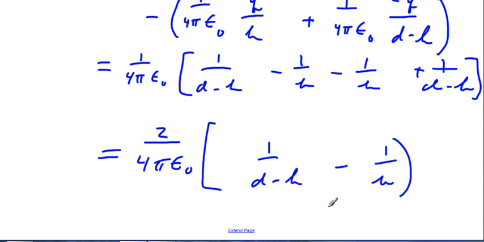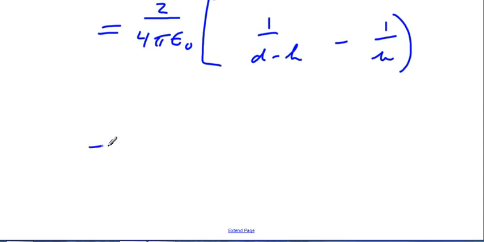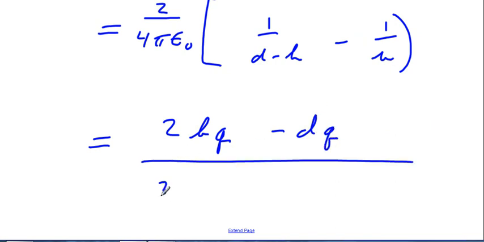and do I want to find a common denominator? Yeah, I could probably find a common denominator and say that this is going to be 2BQ minus DQ divided by 2. Well, I can get rid of that other 2, can't I? Well, I've got to keep this 2. So that's 2 pi epsilon naught B times D minus B.